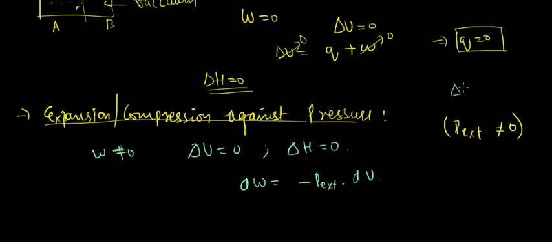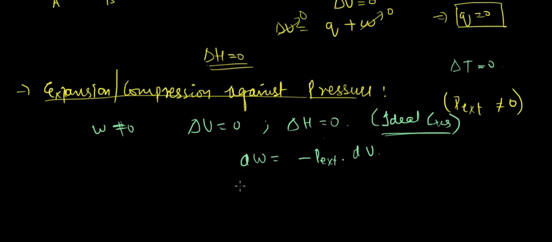Okay, so delta T equals 0. Hence, as delta T is equal to 0, delta U and delta H would also be 0 because we are considering an ideal gas scenario. Okay, so we can write dW would be equal to minus P external dV.